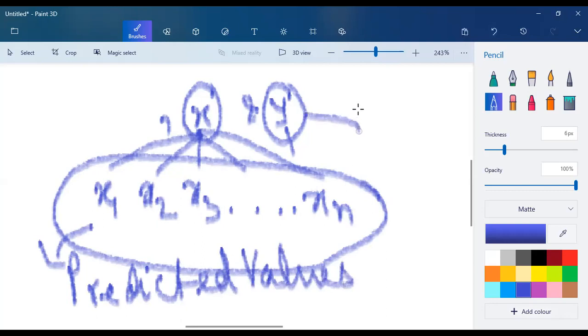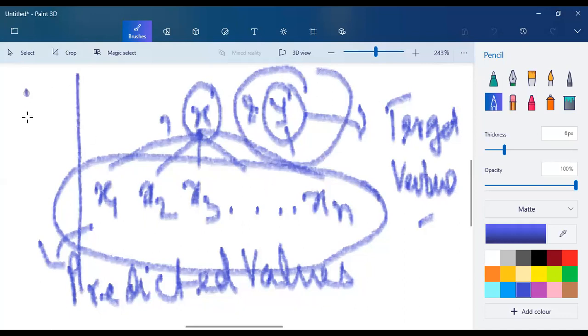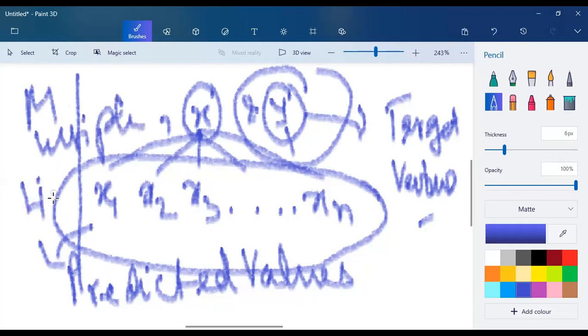And this is basically the target values. So with one target value and many predicted values, we want to develop a model which is a multiple linear regression. The regression is linear, but with multiple variables, that is, multiple predicted values.